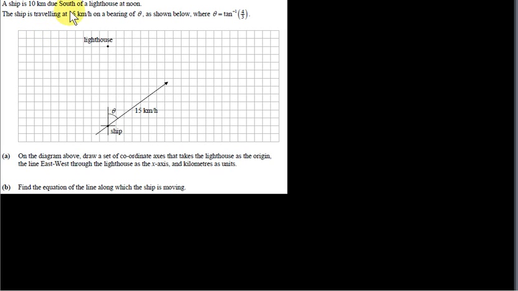A ship is 10 kilometers due south of a lighthouse at noon. So here's the ship, here's the lighthouse. The ship is travelling at 50 kilometers per hour on a bearing of theta, as shown below, where theta equals inverse tan of 4 over 3.